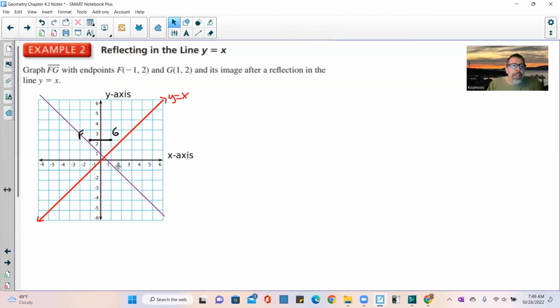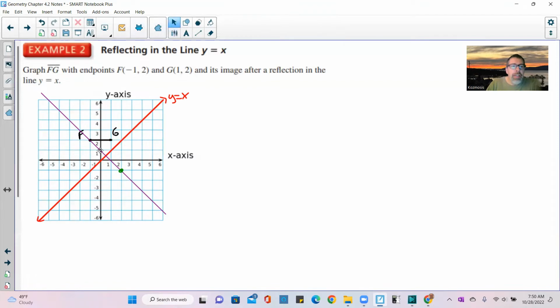So when I line that up with F like so, then I can count diagonally, if you will. I went over one whole diagonal square and then another half. So I'm going to go the same distance to get to the other side, same distance away from my line of reflection. So since I went down 1.5 diagonally, I go 1/2 and one more, and my reflection point is right here. Same with G.